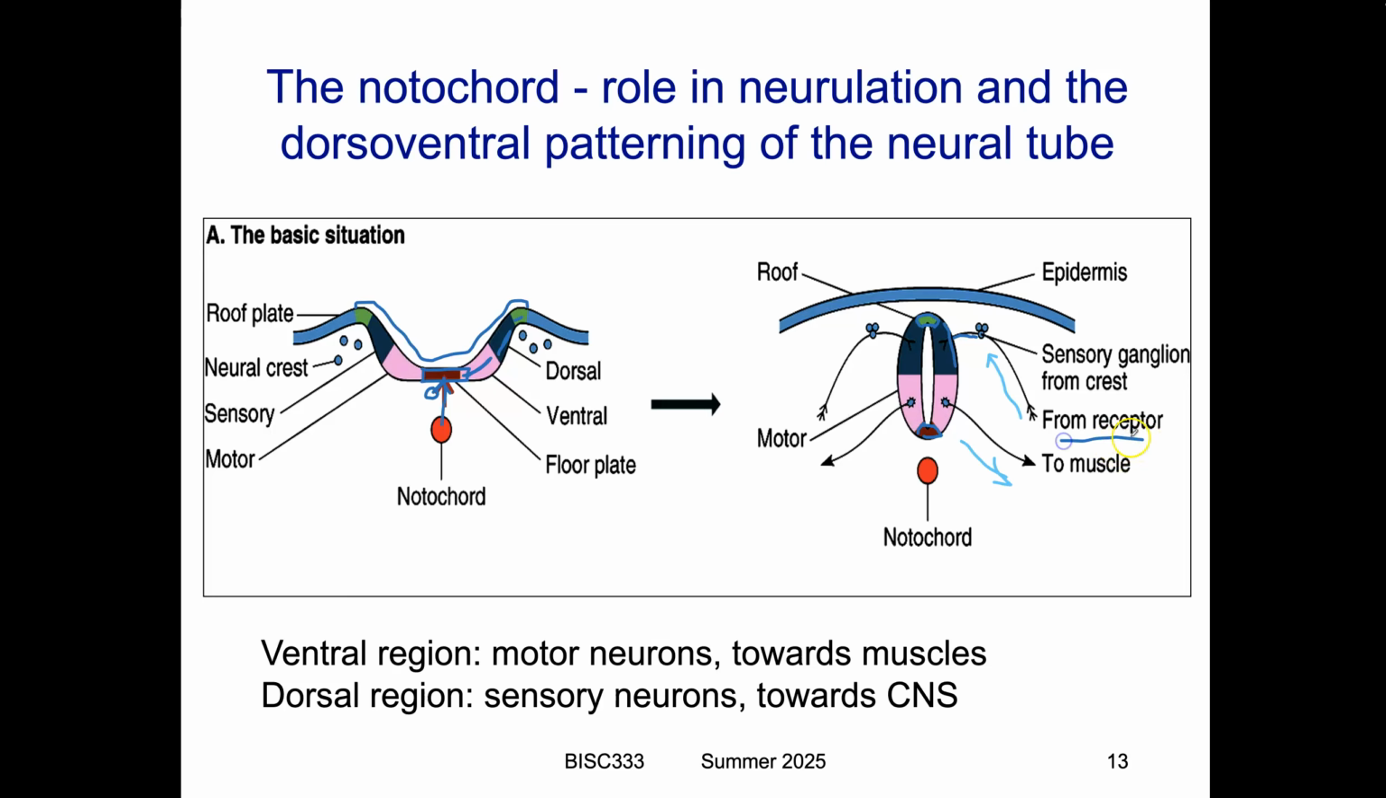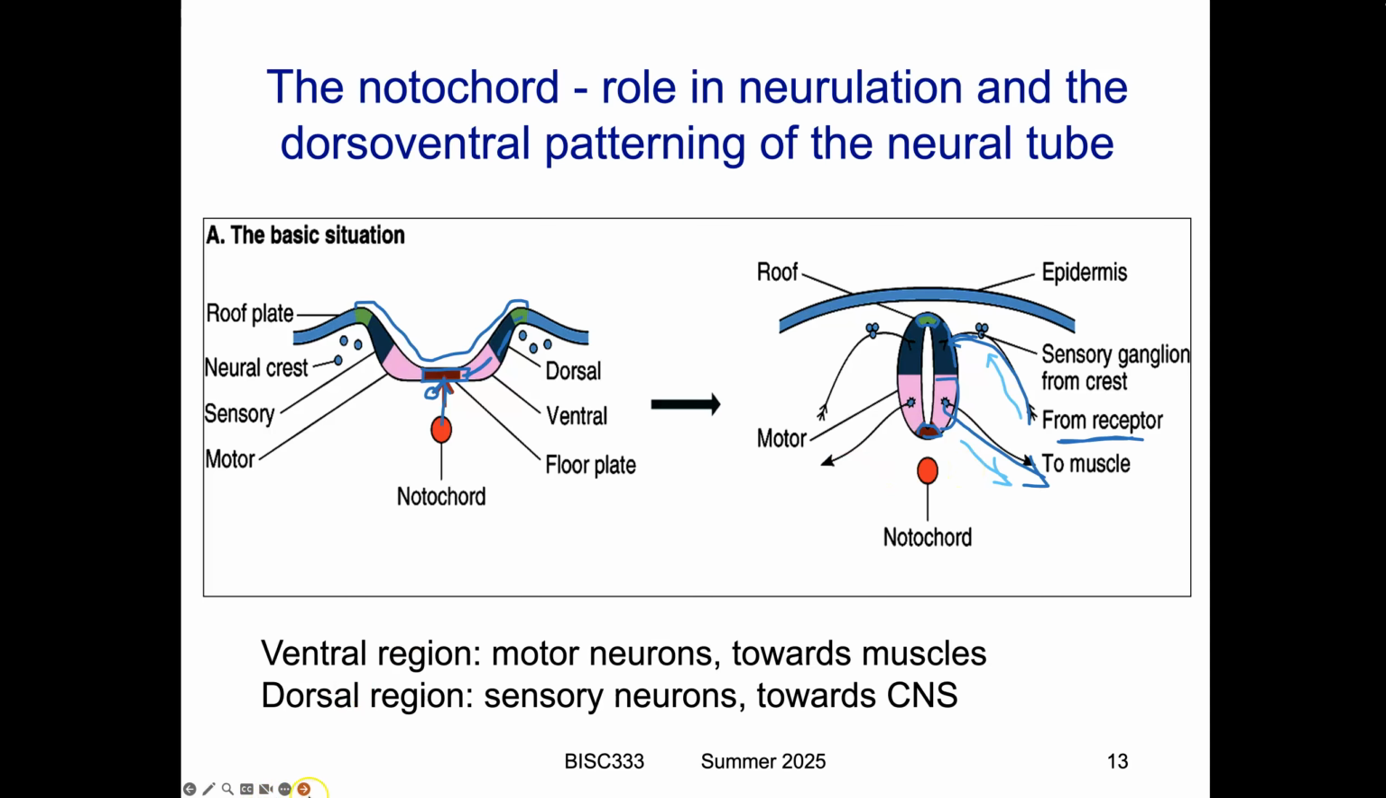So your sensory perceptions are coming from outside the body, and then you detect them, and then that information is sent to the spinal cord through those neurons. And then motor control is innervating muscles from the neural tube, the spinal cord, in the ventral side. So there are different kinds of neurons on the ventral versus the dorsal of the neural tube.